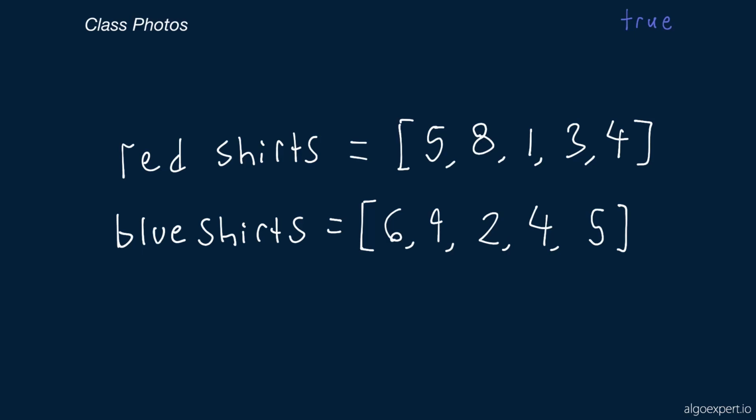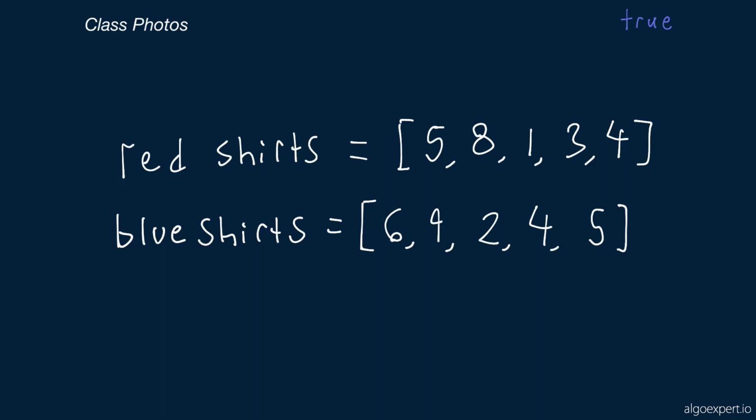In this video, I'll be covering the question of class photos. Now before we dive in, let's make sure we understand what the question's asking of us and the input and output structure. So for this problem, we're going to be given two input arrays. The first input array will represent the heights of students that are wearing red shirts, and the second input array will represent the heights of students that are wearing blue shirts.